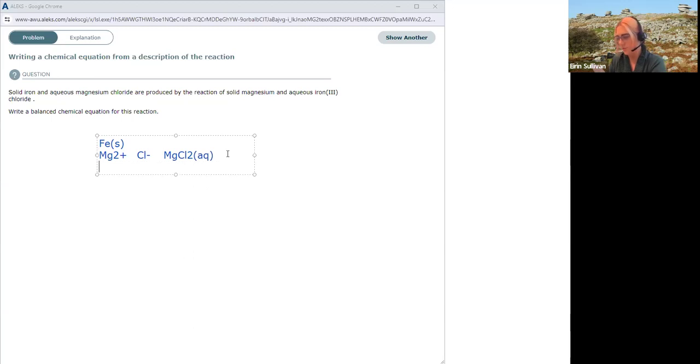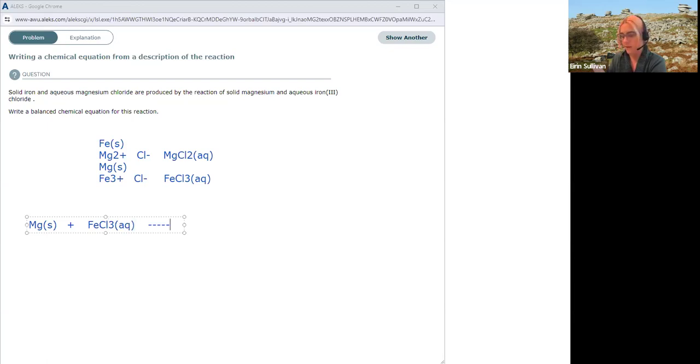And then the reaction of solid magnesium, Mg(s), and aqueous iron(III) chloride. Iron(III) means Fe3+, and chloride is Cl-, so it's going to need 3 chlorides to balance the 3+, so FeCl3. Okay, so solid iron and aqueous magnesium chloride are produced by, so those are products. The reactants are the solid magnesium and the aqueous iron(III) chloride. So Mg(s) plus FeCl3(aq), again a skeletal equation, not balanced.